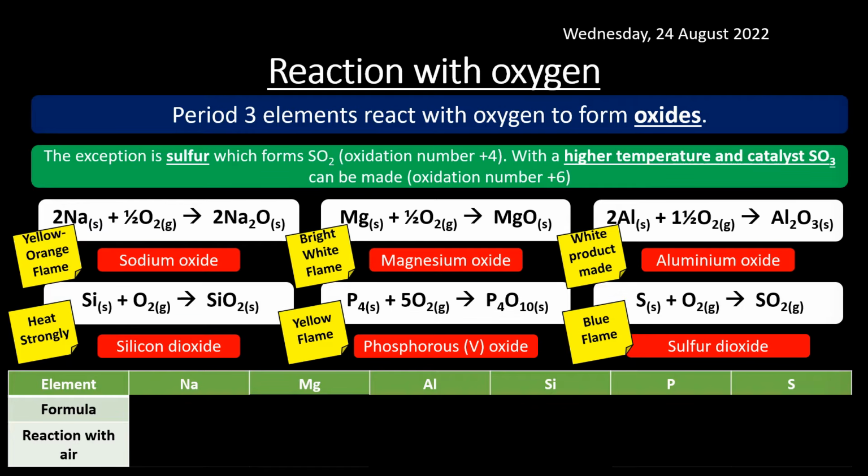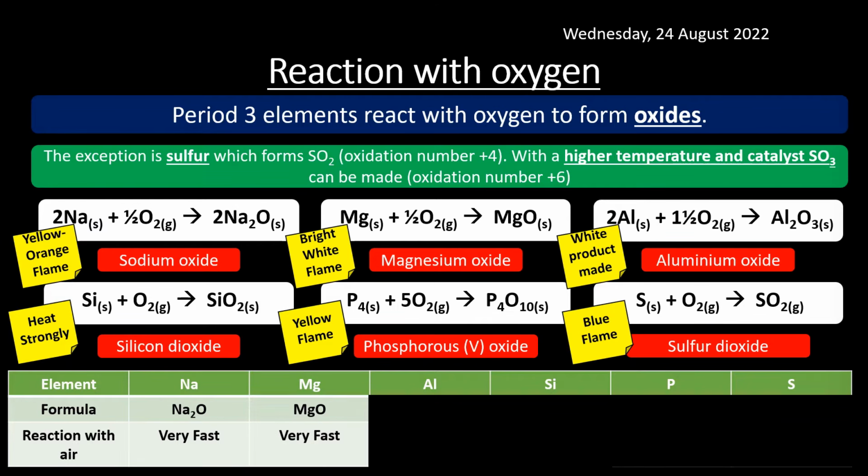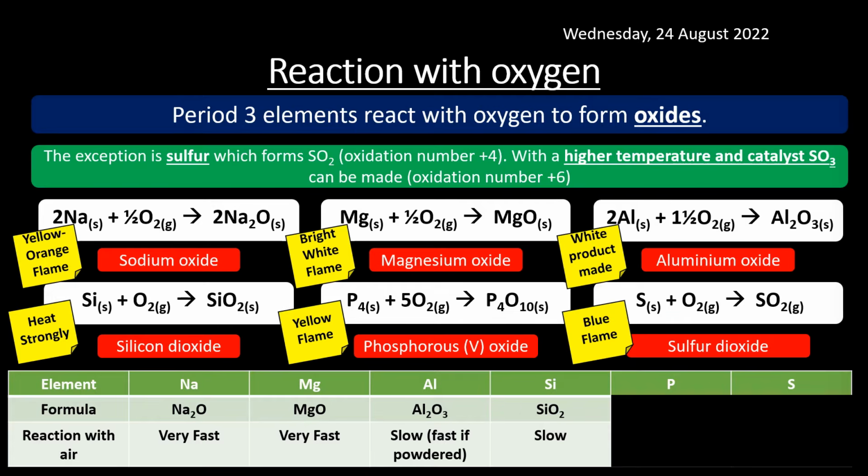Right, so just looking at how quick these reactions are. With sodium, we produce sodium oxide. It's a really fast reaction, really vigorous, so it doesn't take very much energy. Same with magnesium, it's pretty quick. You put that in a Bunsen burner and it's up. Aluminium is slow. It's better if it's powdered, so you normally use aluminium powder. Silicon, slow, not very good at all.